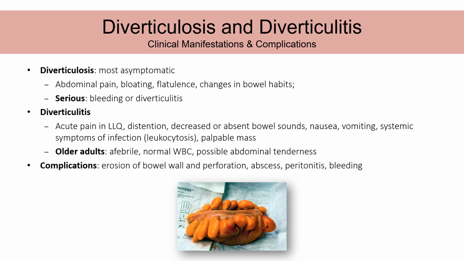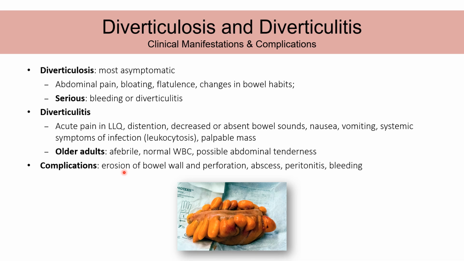For a patient that has diverticulosis, it's usually asymptomatic. If they do have signs, they'll have some abdominal pain, bloating, maybe a change in bowel habits. But if it becomes inflamed and they develop infection, then they're definitely going to have some pain, especially in the left lower quadrant, abdominal distension. They could have increased or decreased bowel sounds, nausea, vomiting, and then systemic signs of infection: fever, high white blood cell count, and you may even be able to palpate a mass in the abdomen.